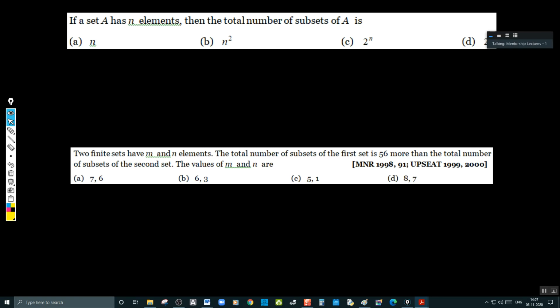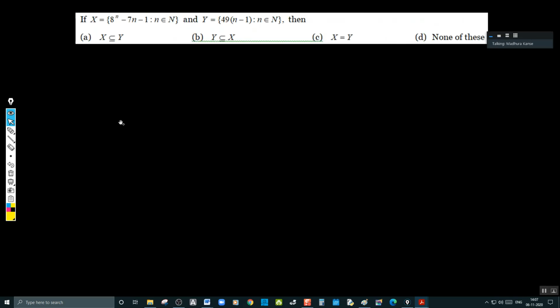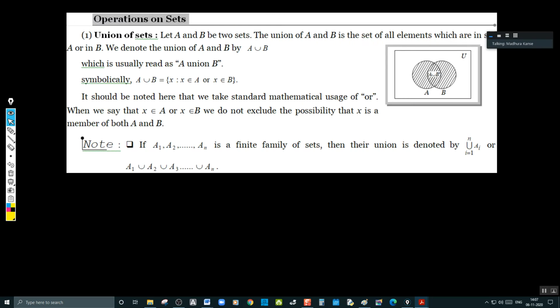Where did we stop yesterday? I think we finished this problem. Respond, please. Yes, sir. We'll move on to the next problem then. This repeated the number of proper subsets. This is also finished, I think. Yes? What about this? Complete. Next, operations on sets.